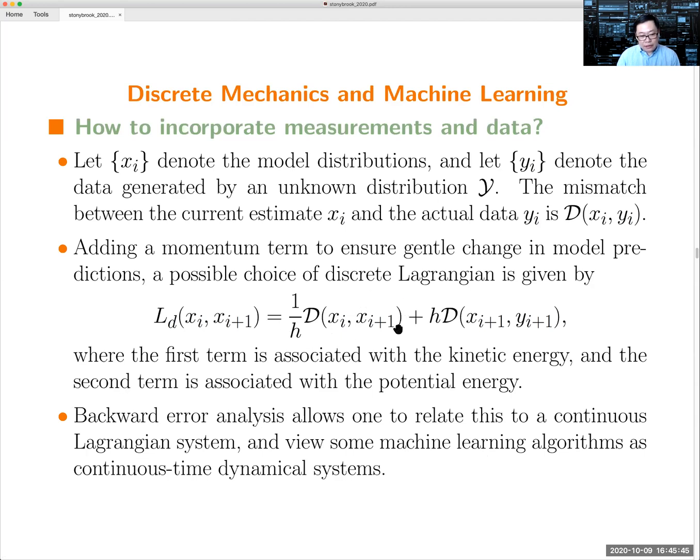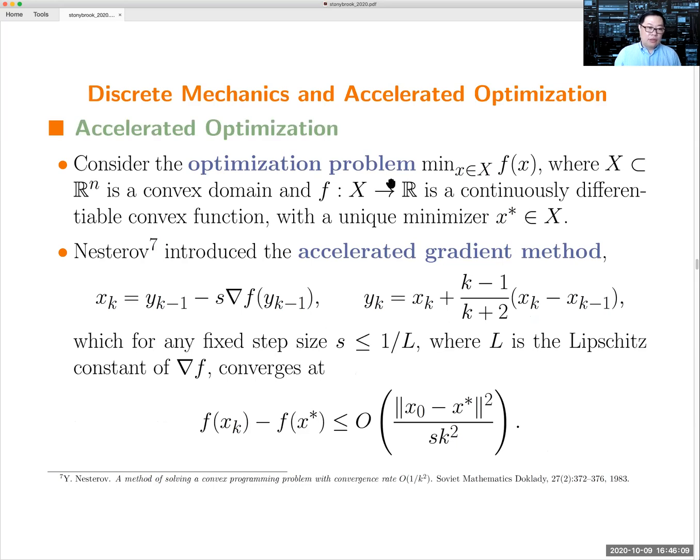So I should mention that this expression, where you are comparing two sequences using the divergence function, turns out to manifest itself also in some work on trying to look at continuous analogs of the Nesterov algorithm. So I'll talk a little bit about that in a bit. There's also this connection, which we're currently exploring, between discrete mechanics and accelerated optimization.